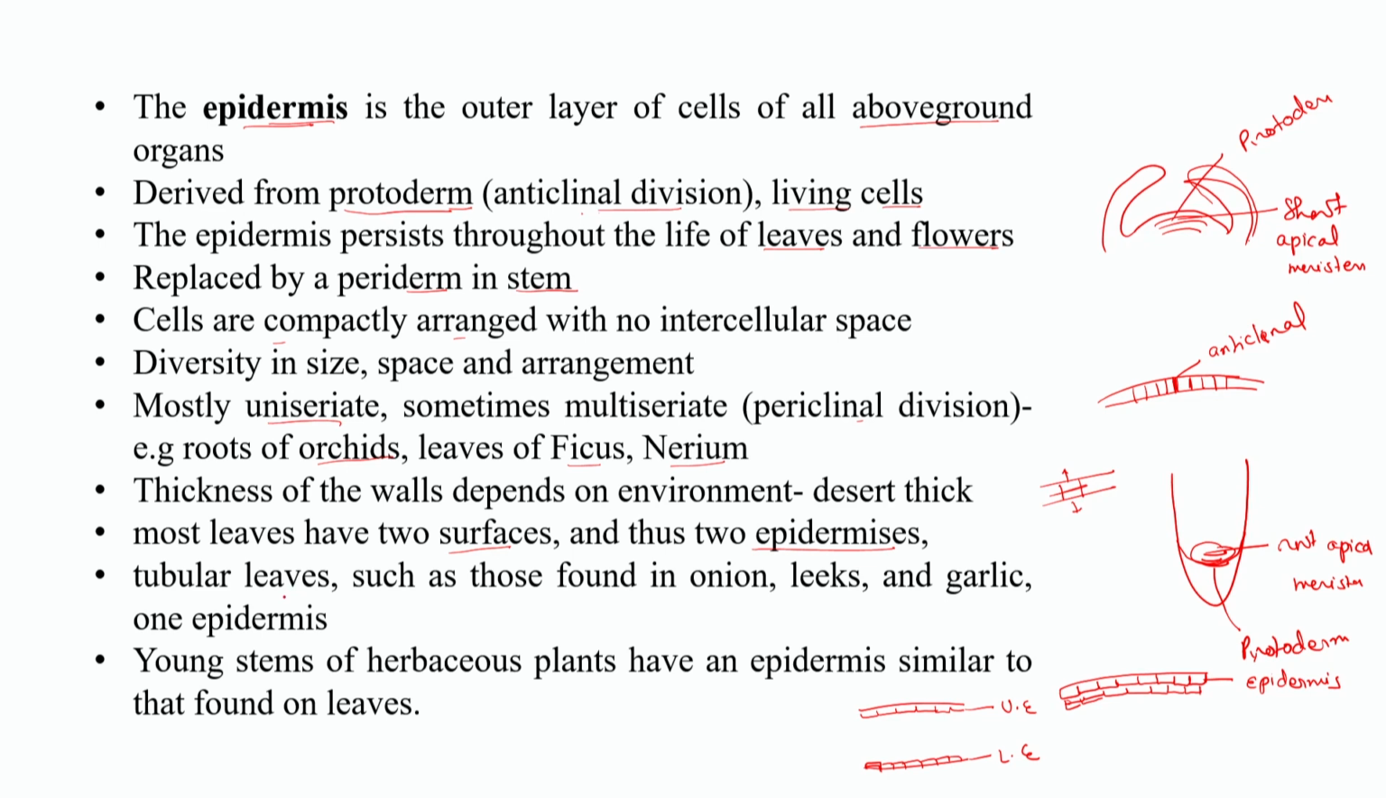Like tubular leaves or those which have a circular boundary. So, like tubular leaves, onion, leeks and garlics, in monocot plants generally we can say that they have one epidermis. In stems also you will find an epidermis which is similar to that which is found in leaves. That means it will also have various other components which are characteristic features of leaf epidermis.